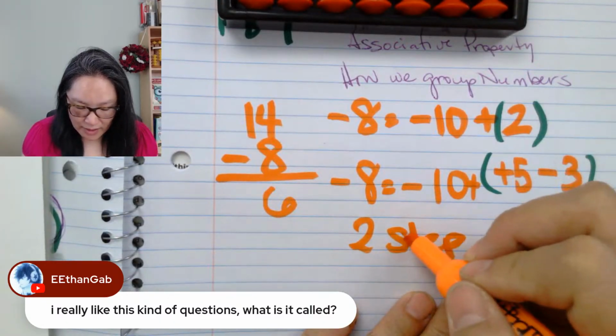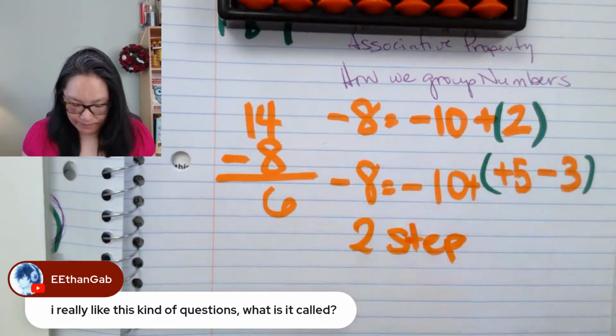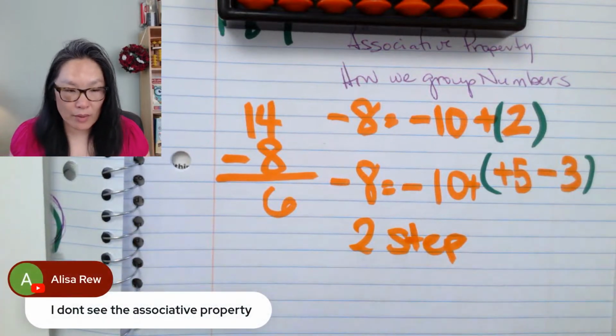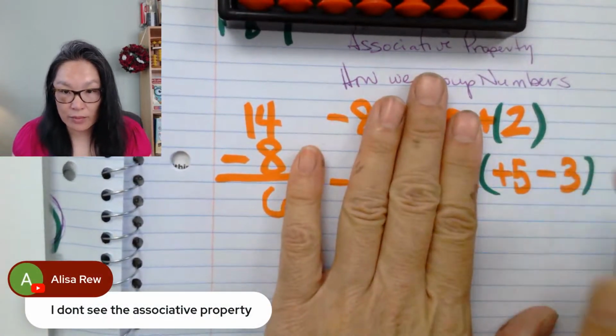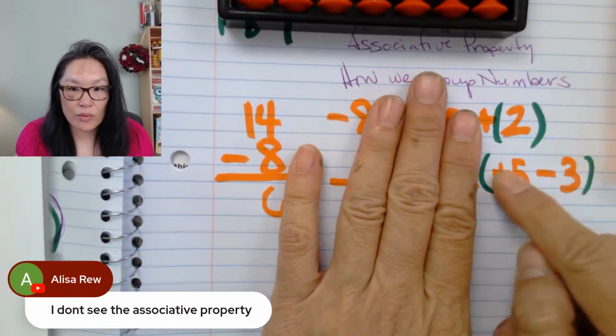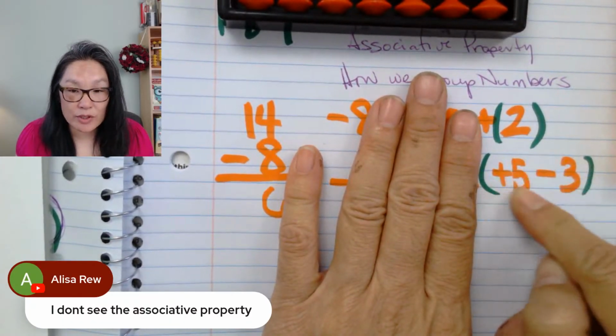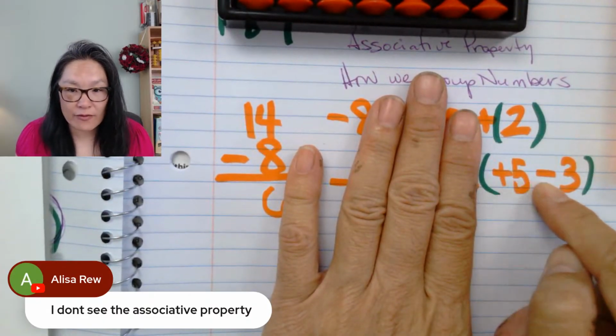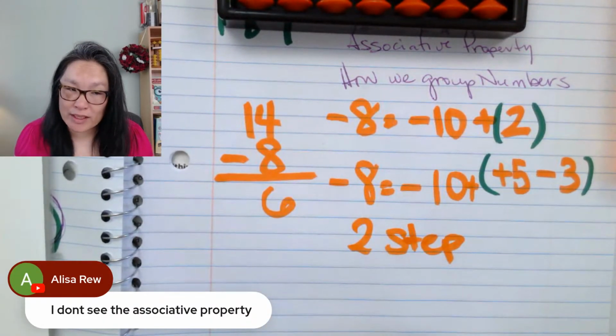Two-step, two-step. We'll just call it two-step, right? I don't see the associative property. This is the associative property. This right here associates into here. So what we did is we substituted this information to here. We associated plus the 5 minus 3. I think that's what it is, grouping the numbers. But we're doing it backwards.